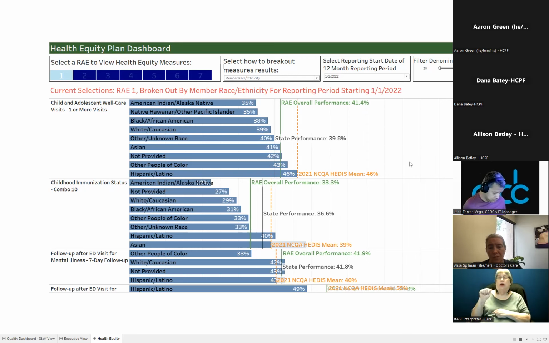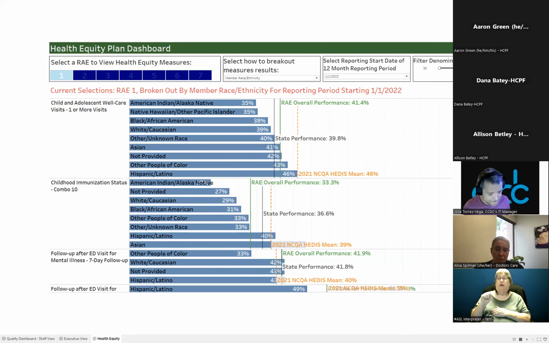I think almost all of the measures in here are NCQA HEDIS measures, so we have that national mean there just as an additional reference point. So you can quickly see, looking at Ray 1, that they're performing above our HCPF department performance, but below that NCQA HEDIS mean for this time period. So that's how you would read this chart.